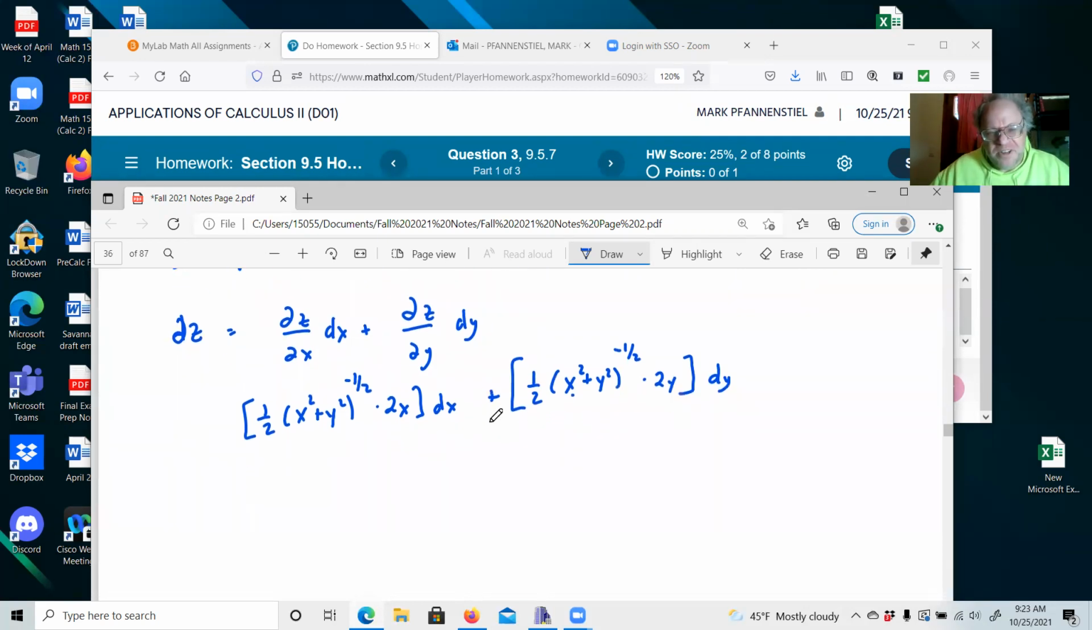So we have a little bit of cleanup to do. The 1/2 and 2 go away. So we have x over the square root of x squared plus y squared dx, plus, the 2's cancel, so we have y on the top. The negative sends it downstairs, so we have the square root of x squared plus y squared.